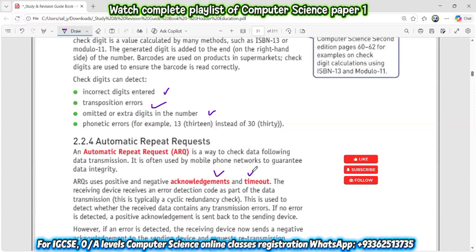Whether you have received the data positively, correctly, you will send me a positive acknowledgement. If you have received the data, but the data is not correct, then you will send me a negative acknowledgement so that I can resend you the data. It's the same thing as in the class. I send you some work, you have understood, fine. You say, miss, thumbs up, understood. You don't understand, you tell me, no miss, need some more explanation.